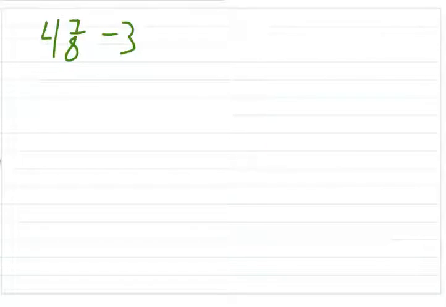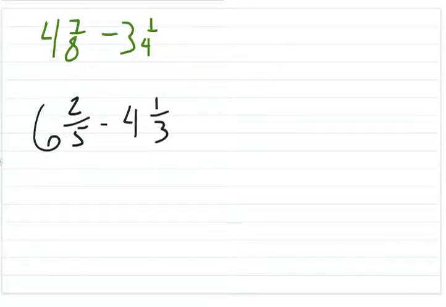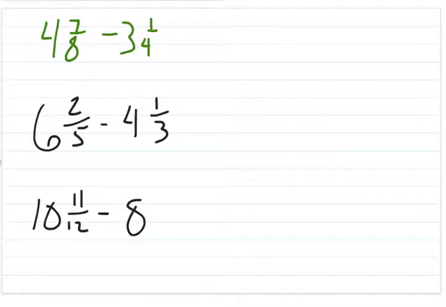I want you to do 4 7/8 minus 3 1/4. Then 6 2/5 minus 4 1/3. And the last one is going to be 10 11/12 minus 8 3/4. Okay, get those done, and good luck.